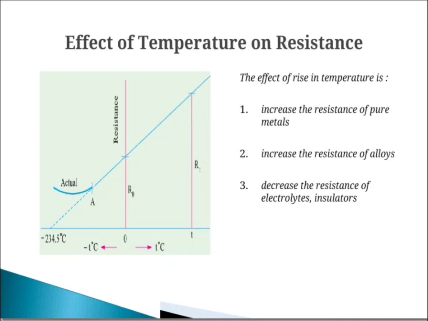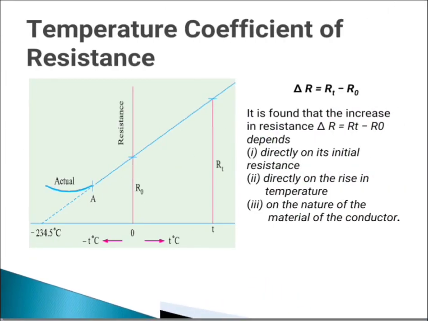In terms of metals and alloys, resistance is directly proportional to temperature, and in the case of an insulator it is inversely proportional to the temperature. Okay, you remember that. Then we have to discuss the temperature coefficient of resistance.